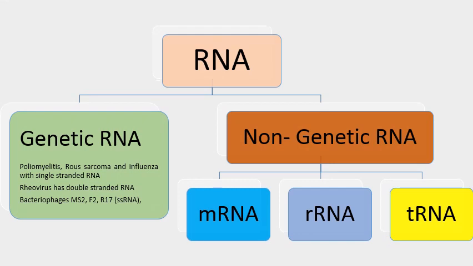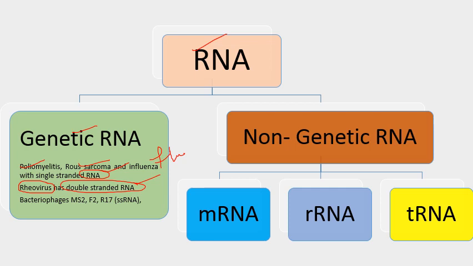Next, types of RNA. Basically RNA दो तरह के होते हैं. One is genetic RNA, second is non-genetic RNA. Genetic RNA means here this RNA acts as the genetic material. It occurs as genetic material in some viruses like poliomyelitis, Rous sarcoma, which causes a cancer of soft tissue, and influenza, commonly known as flu, with single stranded RNA. So ये जो viruses हैं इनमें RNA as a genetic material present होता है. There is one exception, that is Reovirus. Here the RNA is double stranded. यहाँ पे RNA double stranded होता है.